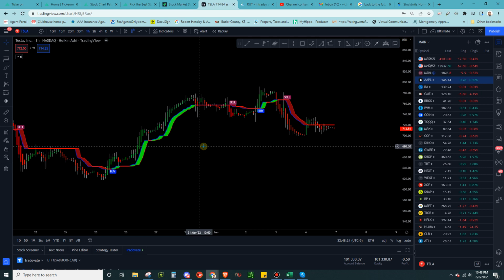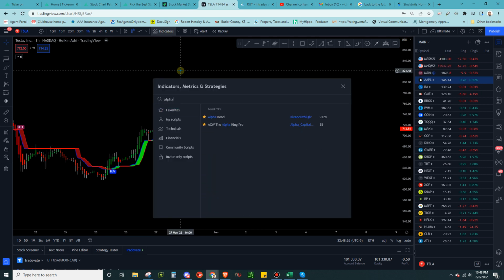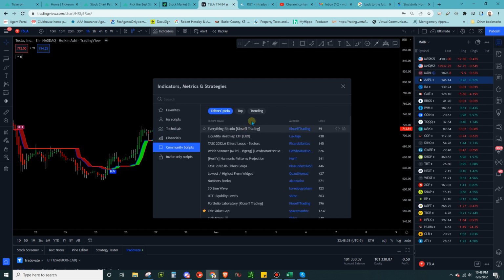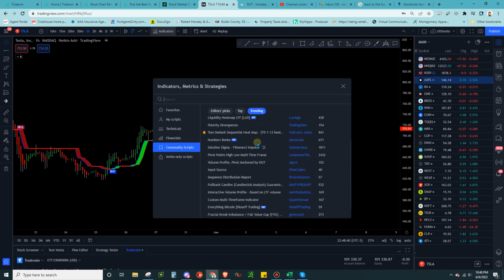Alphatrend. This little indicator right here is a fairly new one. It's already super popular, but actually I don't know if it's new. I just know that I found it under the Tradingview community scripts. It was one of the trending ones at one point.